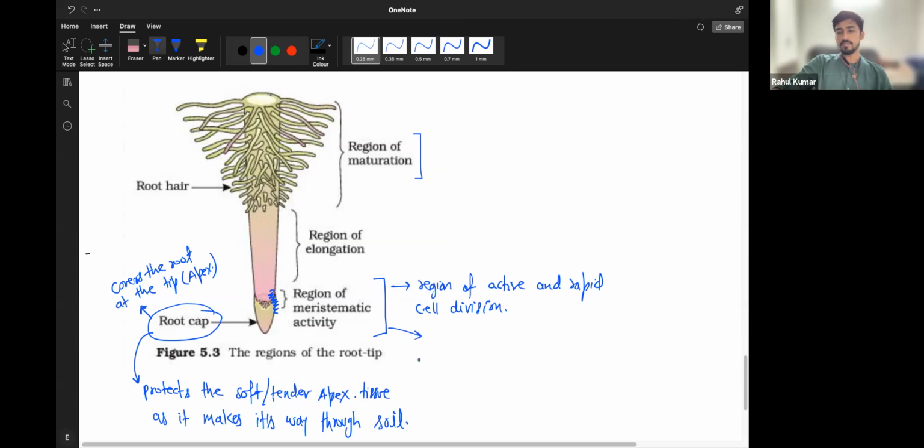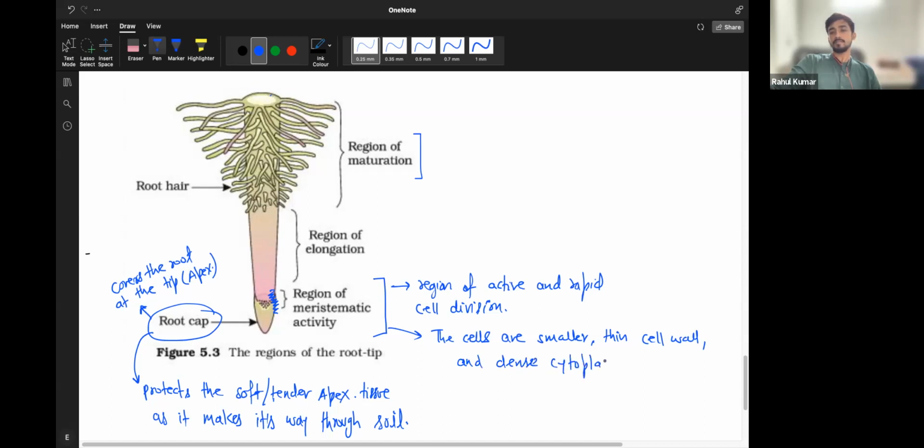And in this region, the cells are smaller, like they are very small. They are smaller than other region cells. They have thin cell wall. And they have dense cytoplasm. Okay.